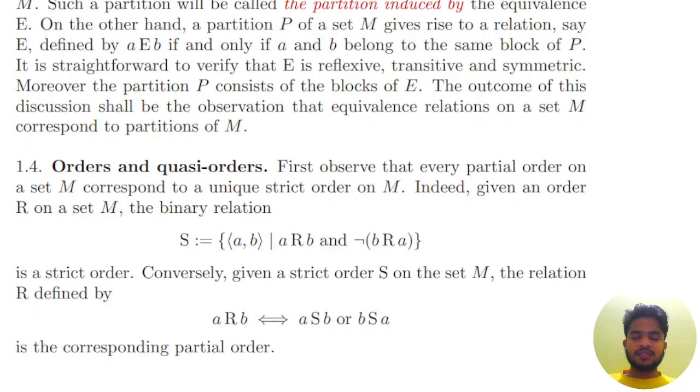Let us understand orders and quasi-orders. First, observe that every partial order on a set M corresponds to a unique strict order on M. Indeed, given an order R on a set M, the binary relation given below is a strict order. Conversely, given a strict order S on the set M, the relation R defined by A relates to B if and only if A is related to B by S or A equals B is the corresponding partial order.